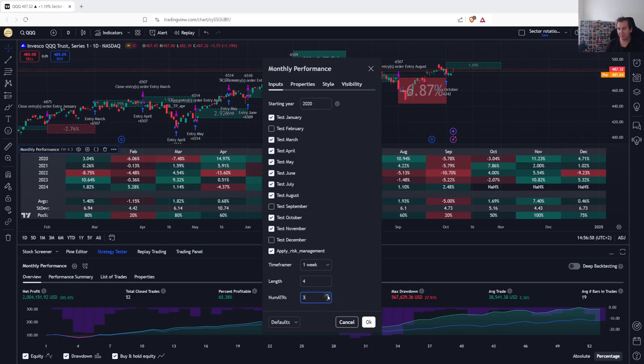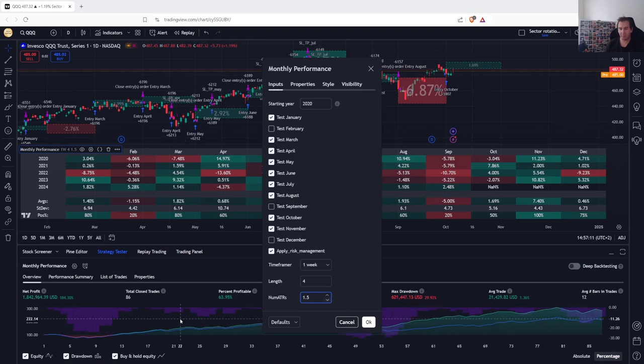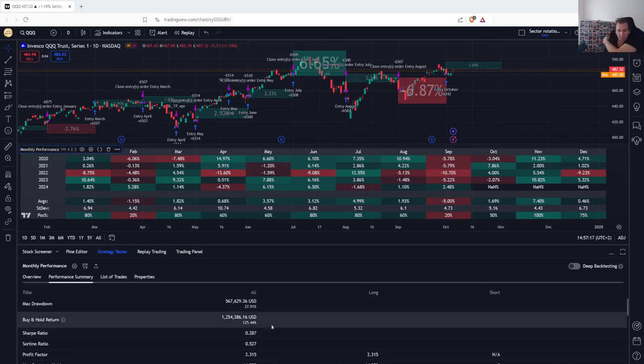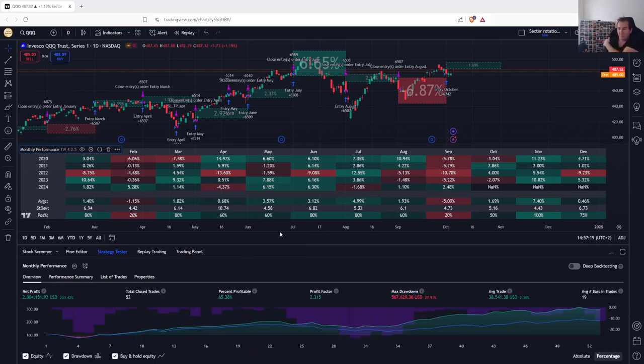You can see in this case, if I use 2.5 times the weekly ATR with a length of 4 candles, I increase it to 200% at 27 drawdown compared to what we had initially, 184. So we can also do that. And we can see that in the last 4 years we almost double the buy and hold.